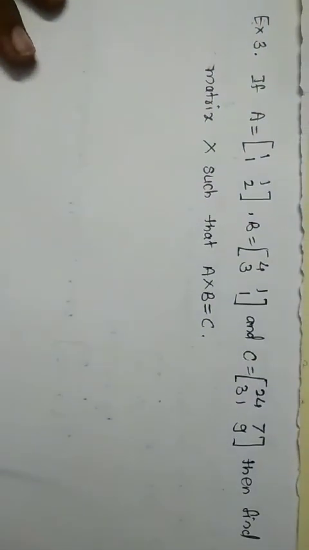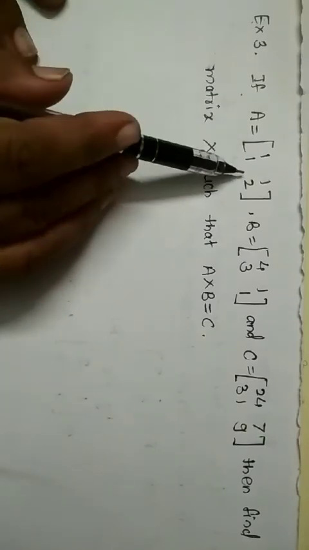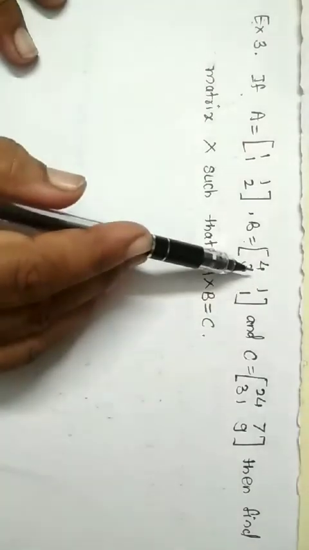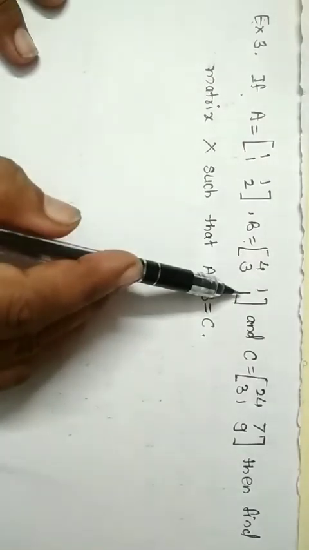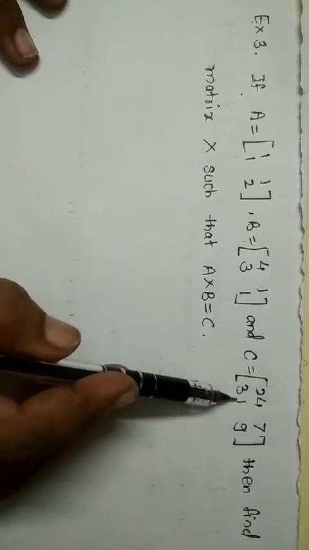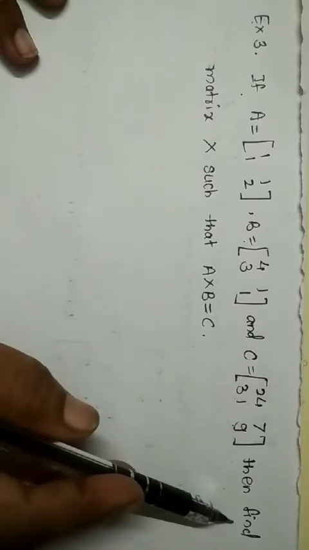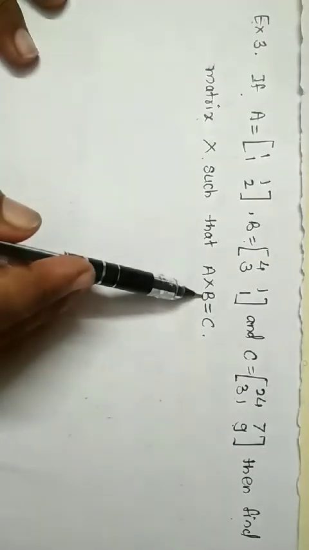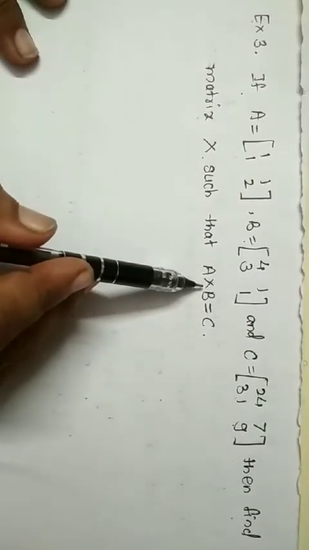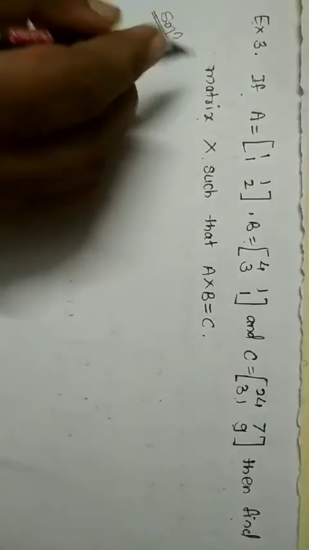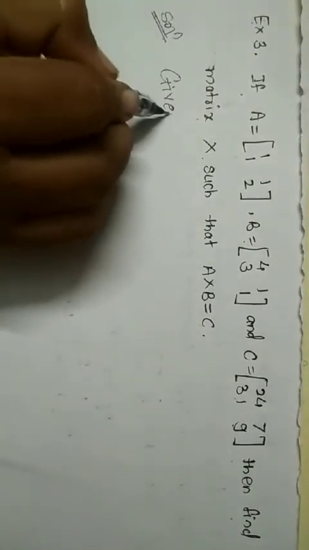Third example: if A is the 2 by 2 matrix [1 1; 1 2], B is the 2 by 2 matrix [4 1; 3 1] and C is the 2 by 2 matrix [24 7; 31 9], then find matrix X such that AXB is equal to C. This is not a multiplication sign, this is X, matrix X.